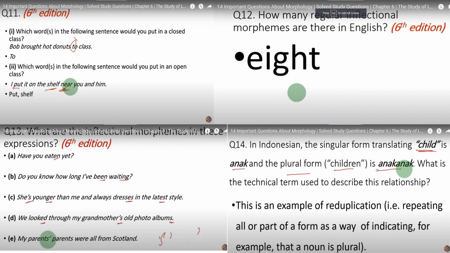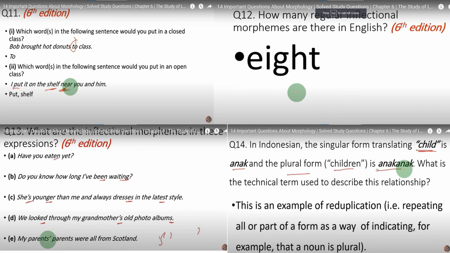Question number 12. How many regular inflectional morphemes are there in English? So the answer is 8. There are 8 regular inflectional morphemes in the English language. Question number 13. What are the inflectional morphemes in these expressions? A. Have you eaten yet? So in this sentence en. Part B, do you know how long I have been waiting? So in this sentence, en and ing are the inflectional morphemes.